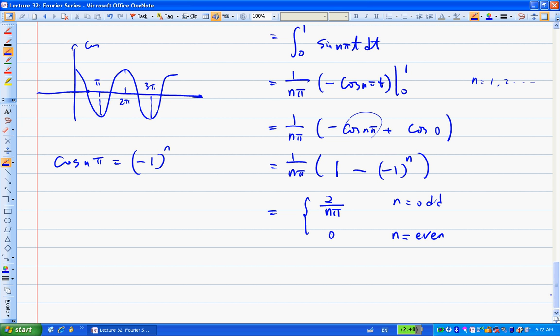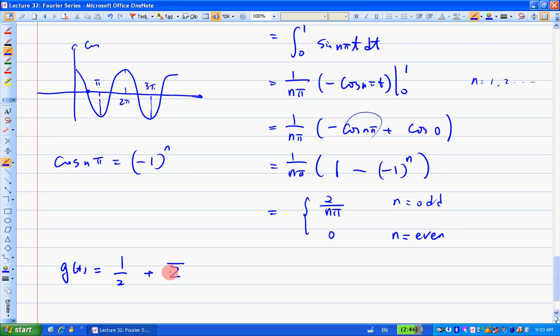Now I can summarize how I would approximate my original periodic function, g of t, equal to a naught. A naught we calculated is 1/2. And plus the summation of the an and bn terms, but because an is 0, we only have bn there, and bn exists only when n is an odd number.